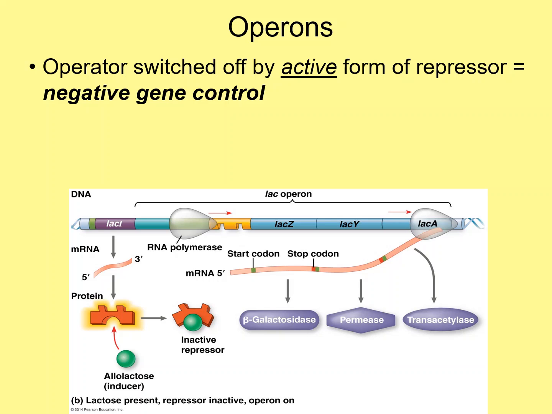Okay, so as we mentioned, it's always the active form of the repressor that is going to bind to the operator and turn the gene off. And the fact that it's the active form of the repressor that binds to the operator, we refer to as negative gene control. So you can think about negative gene control as sort of like an on-off switch. The repressor basically acts like an off switch. In its active form, it binds to the operator. If the operator is bound, transcription can't happen, and your whole operon is turned off. You can't transcribe any of the genes in that metabolic pathway.